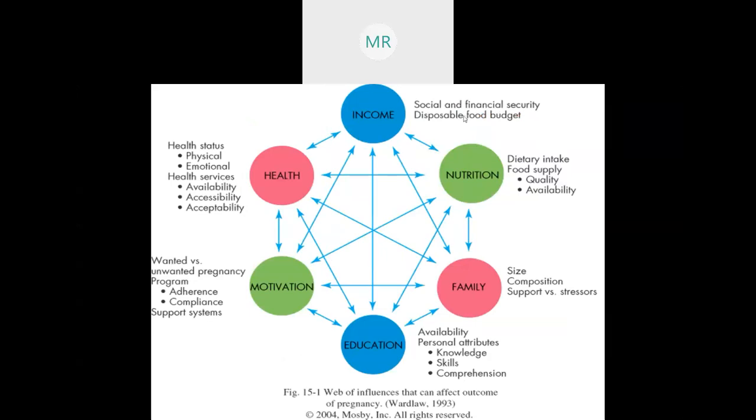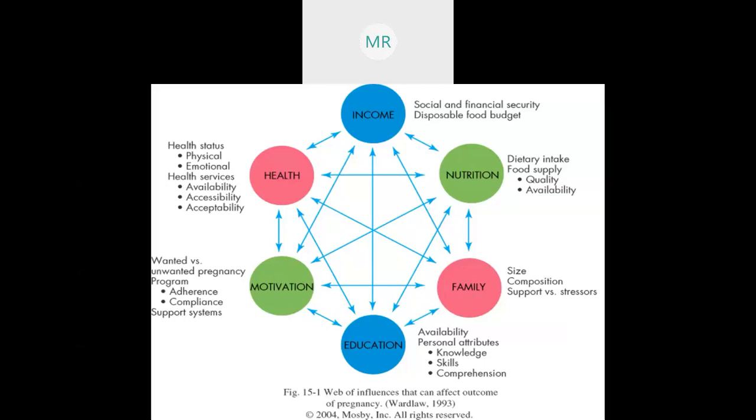Of course, we can't start without adding contributors to a high-risk pregnancy, okay? And there's many influences that affect the outcome of a pregnancy. From health to nutrition, to motivation, to family, to education. There's many contributors that add to the outcome of this pregnancy, okay?